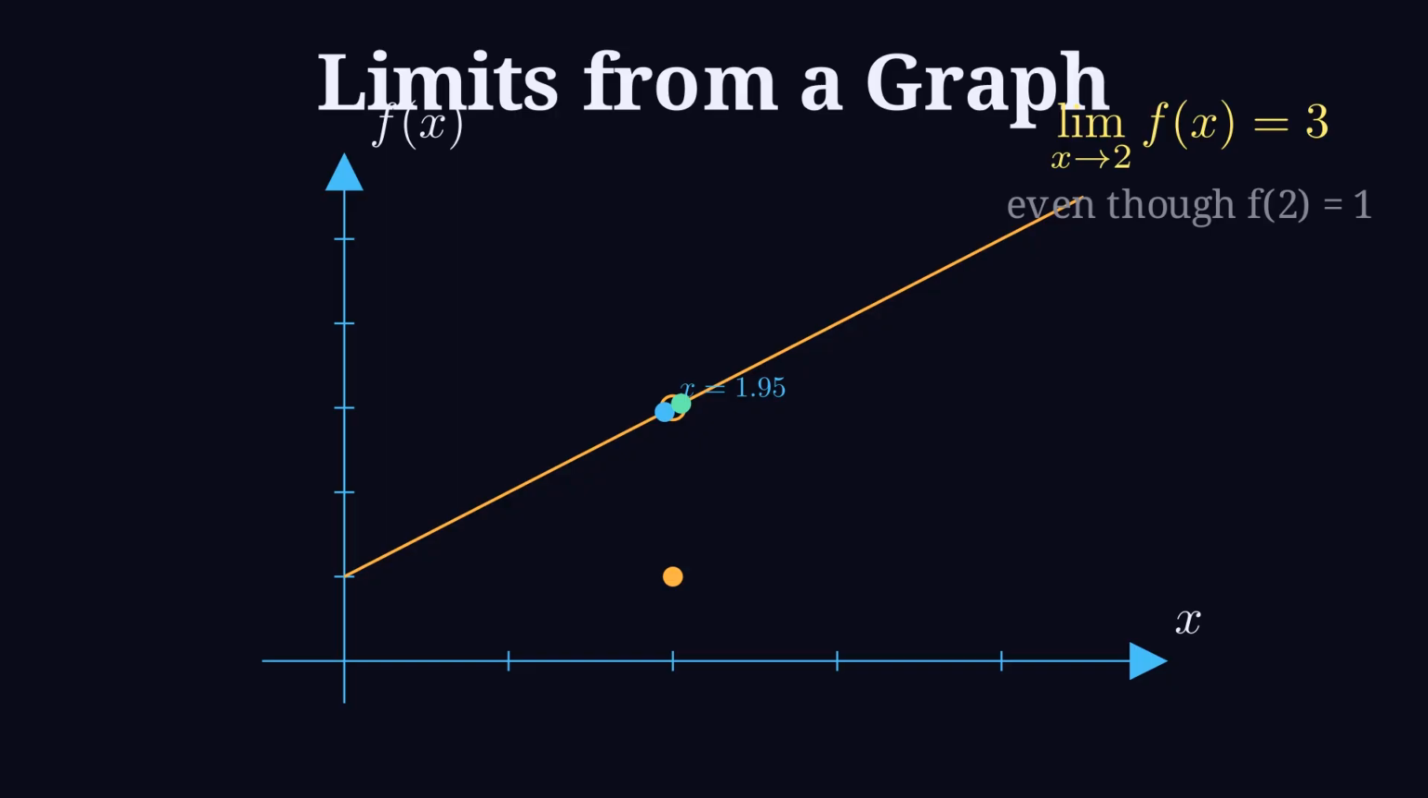One of the most important skills in calculus is reading limits from graphs. Look at this function. It looks like f of x equals x plus 1, but there is a hole at x equals 2. The function is not defined there. However, a separate filled dot sits at y equals 1, meaning f of 2 equals 1.